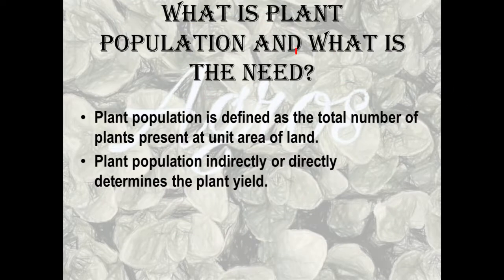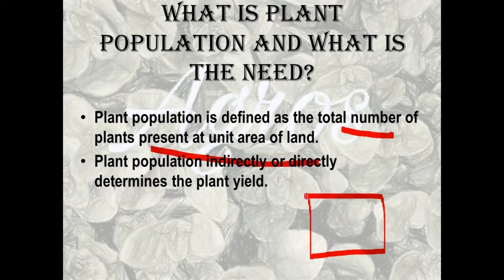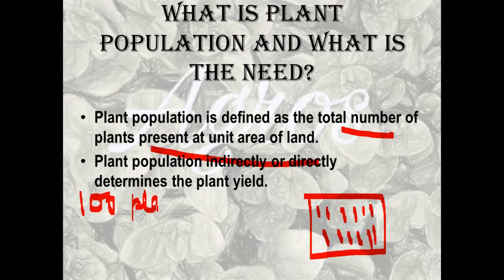So what does plant population really mean? It is the total number of plants present in a unit area of land. It means, suppose that there is a 1 hectare area, okay. Then I am planting over there 100 plants. Okay, these are the representative lines for the plants. I cannot draw all the plants over here in this small area. So we will say that there are 100 plants per hectare area or per unit area.